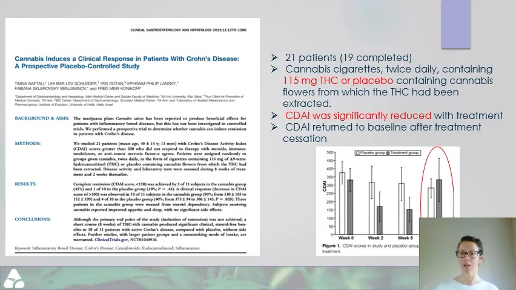And then what's highlighted there with the red circle is that after they stopped using cannabis, their score went back to how it was before. So this is good evidence that cannabis, or at least THC, because that was the main active pharmaceutical ingredient in this particular trial, is useful at reducing symptoms in patients with Crohn's disease in a small randomized controlled trial.